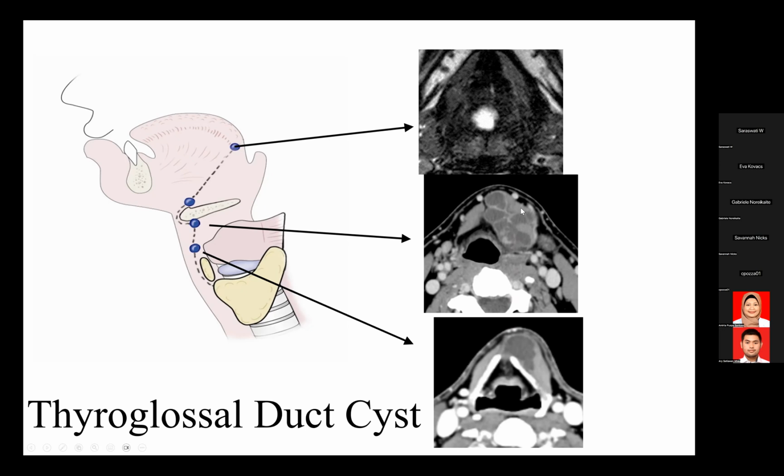And the key thing here is that notice how it's embedded in the strap muscle. That's the main thing. It's embedded in the strap muscle. So here's a normal strap muscle on the right. Here it's embedded on the left.